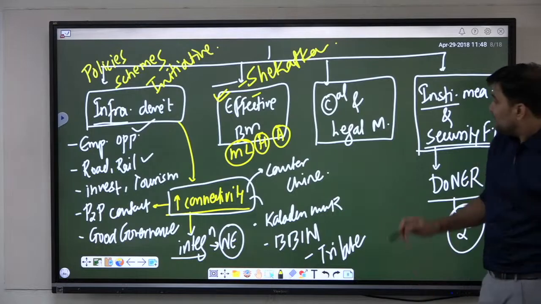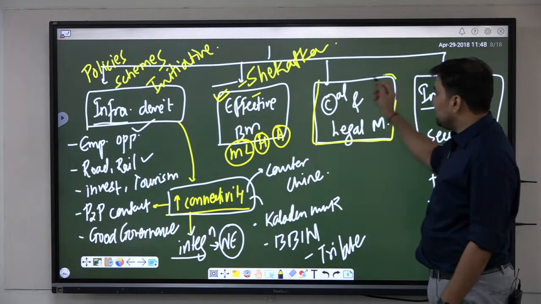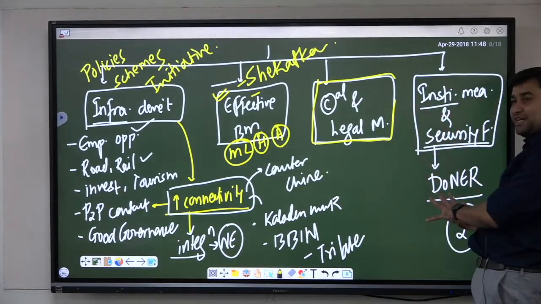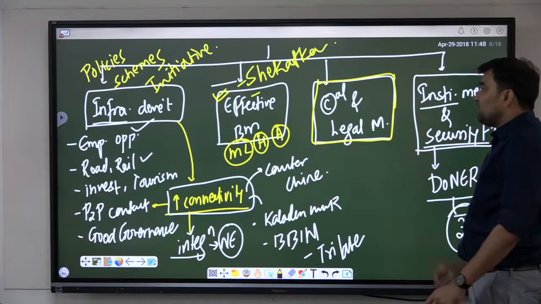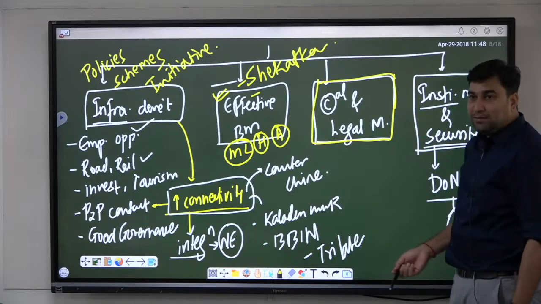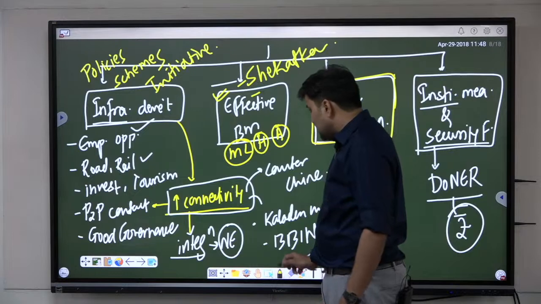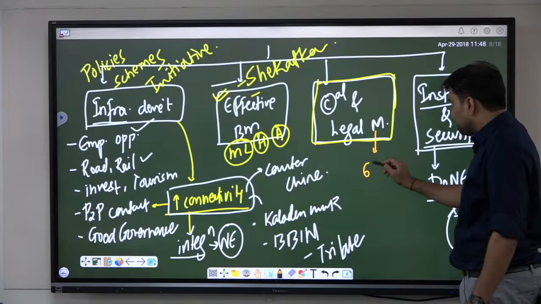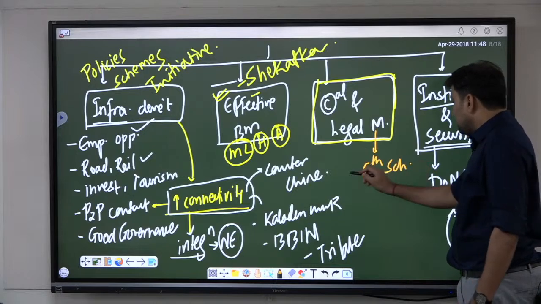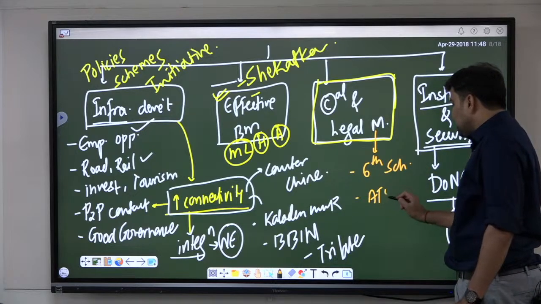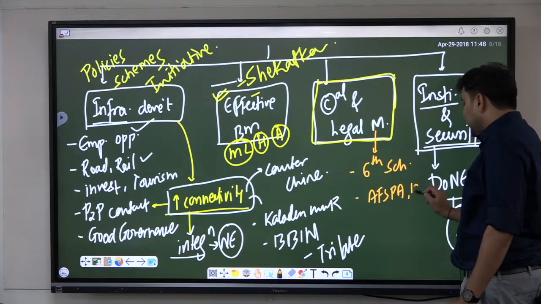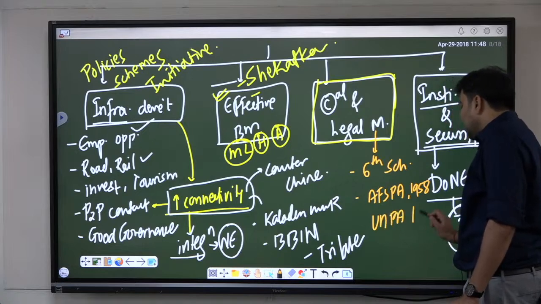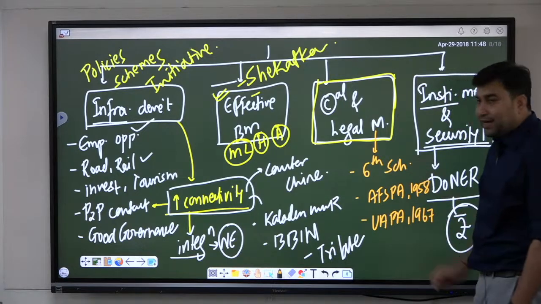Getting the idea? Next is basically constitutional and legal measures. I hope you are getting that infrastructure schemes, etc. And here also ministries and developmental projects. Now here let us try to understand constitutional and legal measures. If you try to understand constitutional and legal measures, there are total 4 to 5 measures. Let us try to understand the 6th schedule. 6th schedule. Second is the Armed Forces Special Powers Act, that is a law, 1958. You have the Unlawful Activities Prevention Act, 1967, and there are n number of other acts.